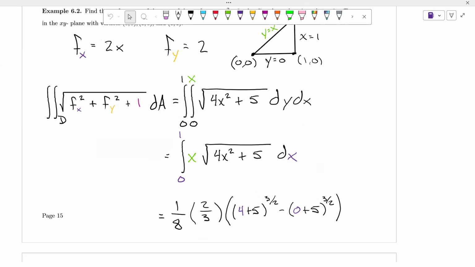Oftentimes that means we'll just plug our numbers in after an integration and then not worry too much about simplifying it down. Because this does simplify some, this expression, this 1/8 times 2/3 times blah, blah, blah, blah. It'll simplify a bit, but not enough to really make it worth it. So I'll oftentimes leave an answer right here so you can hopefully see where each piece is coming from.